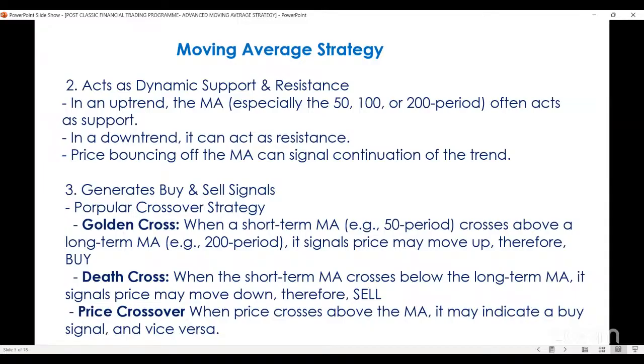So the golden cross is when a short-term MA, for example, the 50 period, crosses above the long-term MA, for example, 200. So as long as a short-term period, for example, 21, is crossing above 50, which is a longer term, we have a golden cross. A dead cross is the opposite: when a short-term moving average is crossing below a long-term moving average, because this may also signal that the price will move down and therefore place a sell.